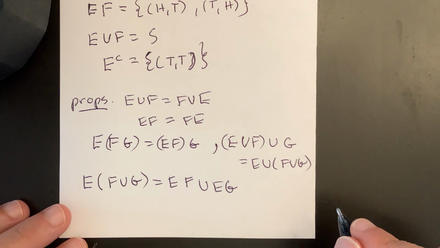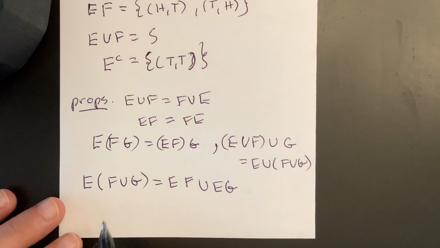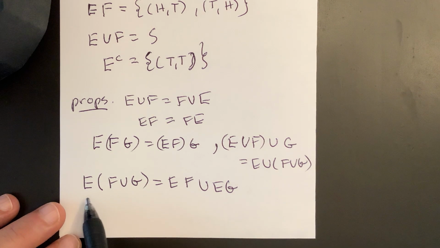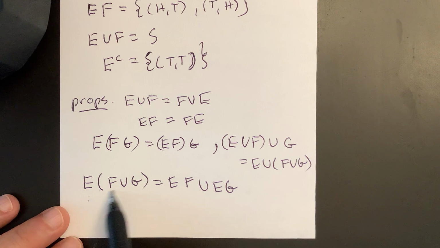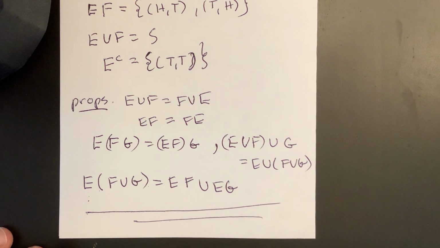So if I take the intersection of E with the union, it's the same as taking the intersection of E with each and then the union. Okay, so these are our properties. There are other ones you can find. You can build other ones out of these, maybe using three. So these are the main ones I can think of right now.